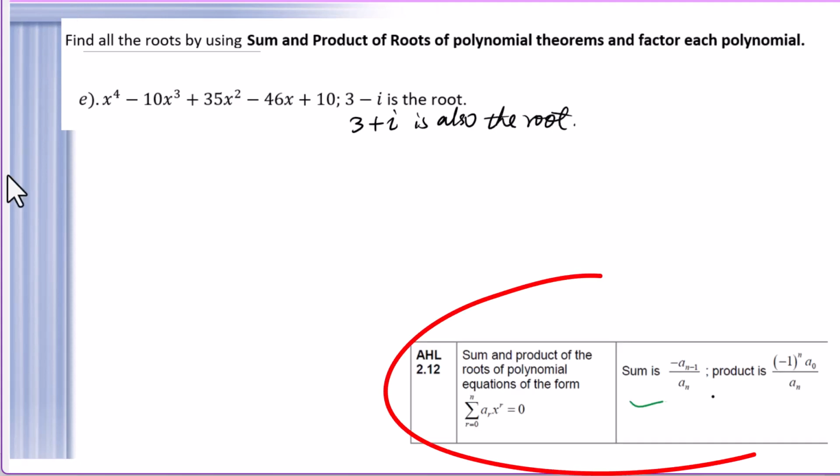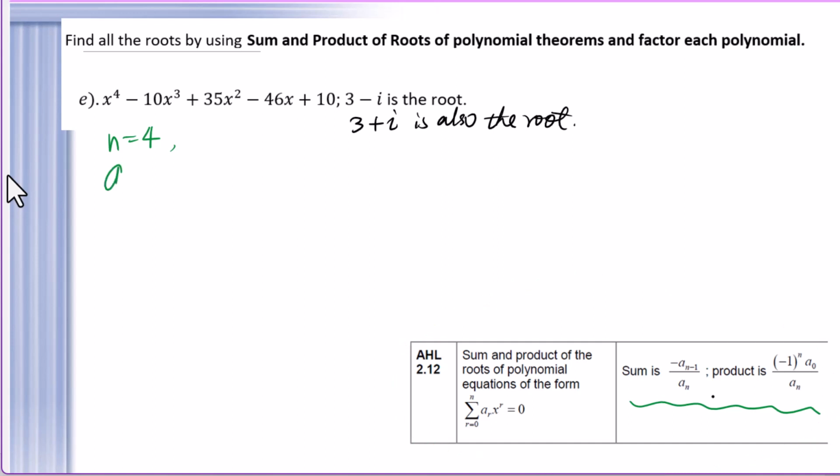Based on this formula, we know n equals 4. There are 4 roots for this polynomial function. a sub n equals 1. a sub n minus 1 equals negative 10. a sub 0 equals 10.